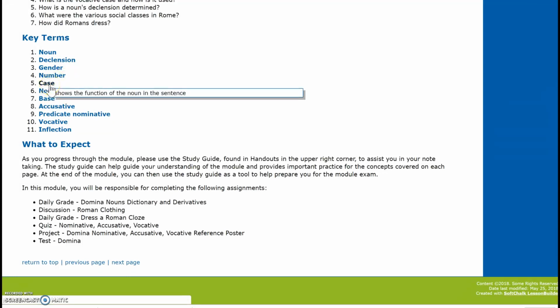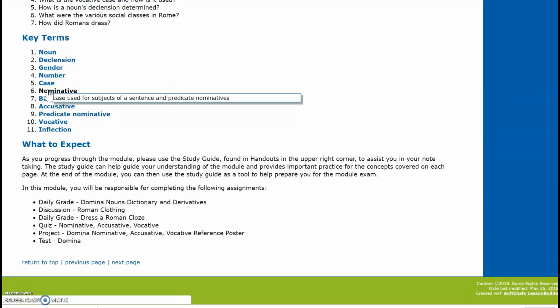Case shows the function of the noun in the sentence. Sometimes the noun might be a subject, sometimes it might be a direct object, sometimes it might be an object of a preposition. And so in Latin we have cases. They all have different names, and they show how a noun functions in a sentence. And as we go through the modules, we'll be learning all of the different cases. We're going to learn a few cases in this module.